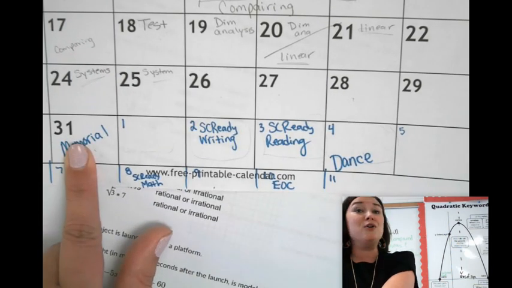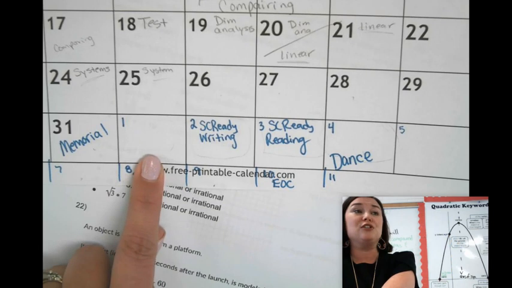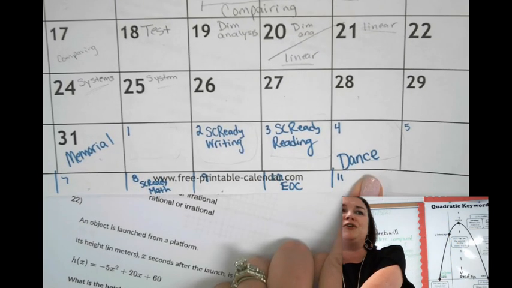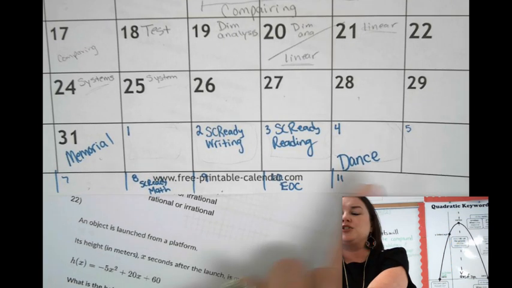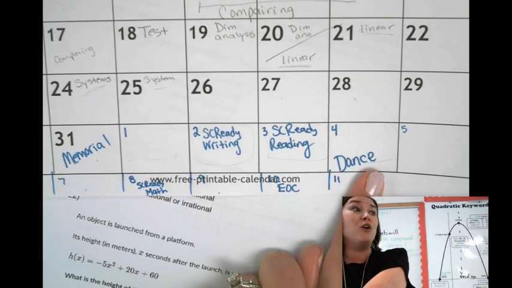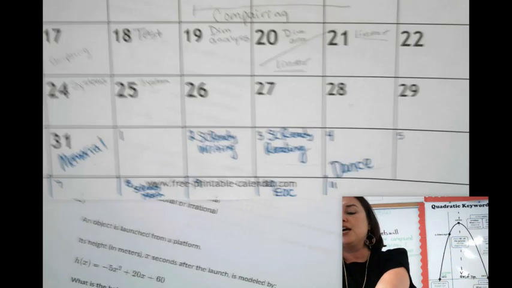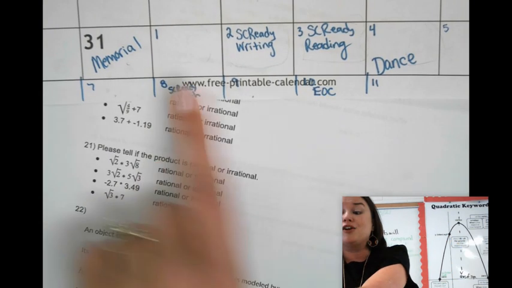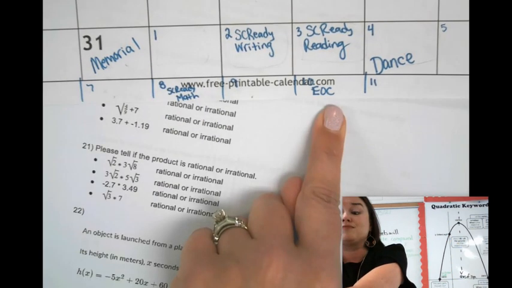The next Monday is Memorial Day, so we won't have school. Regular school day, 2 days of testing, and your social. I shouldn't write dance here. I should write 8th grade social. Which means there's 3 days that I'll only see you for part of a class unless you're not going to the social, and then you'll be here. The week after that, Monday's a regular day, and Tuesday's SC Ready Math, regular day, and then the EOC.